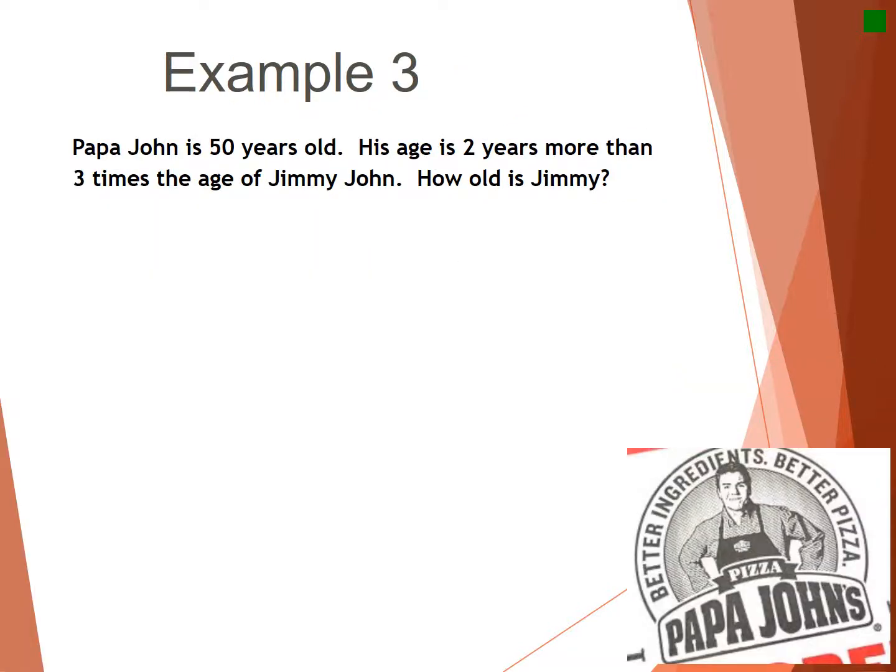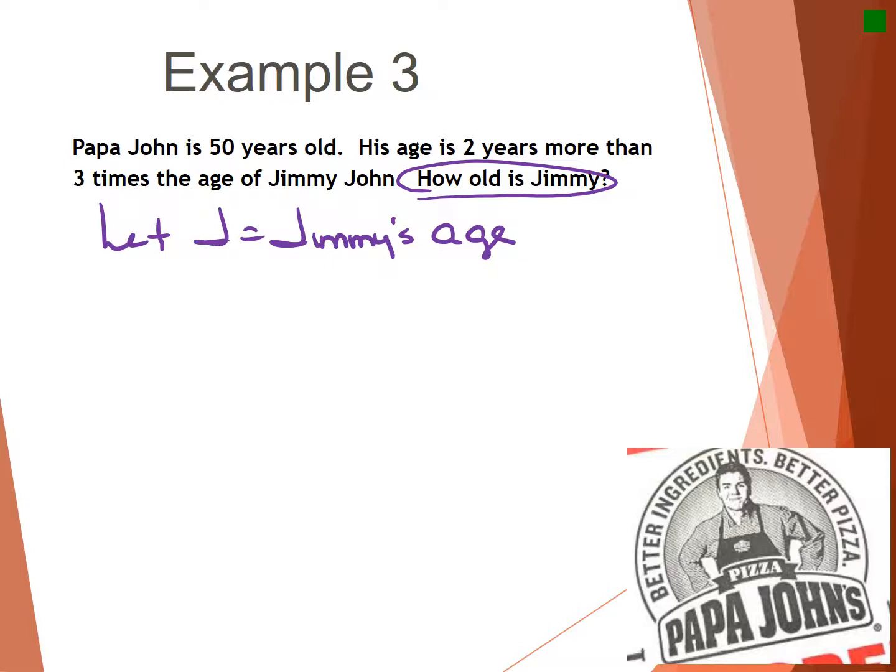Papa John is 50 years old. How old is Jimmy? So we're going to let J equal Jimmy's age. So Papa John is 50 years old. That's important. So we know Papa is 50. Let's see what else we know. His age. What is Papa's age? Papa's age is 50. Let's write that down and then look at that clue word right there. Is.